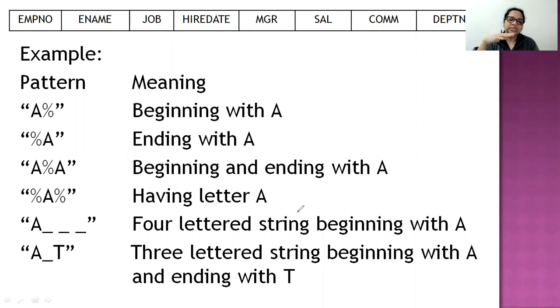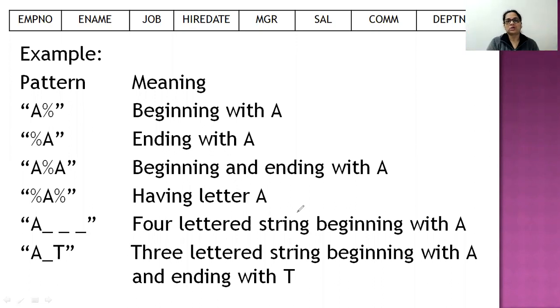The last one says A underscore T. That means the first letter has to be A. The string should end with a T, but between A and T, you could have any character, but only one single character, like Ant would get chosen here. But if it's Annette, no, because it starts with A and ends with T probably, but the number of characters in between are more. Is that clear?